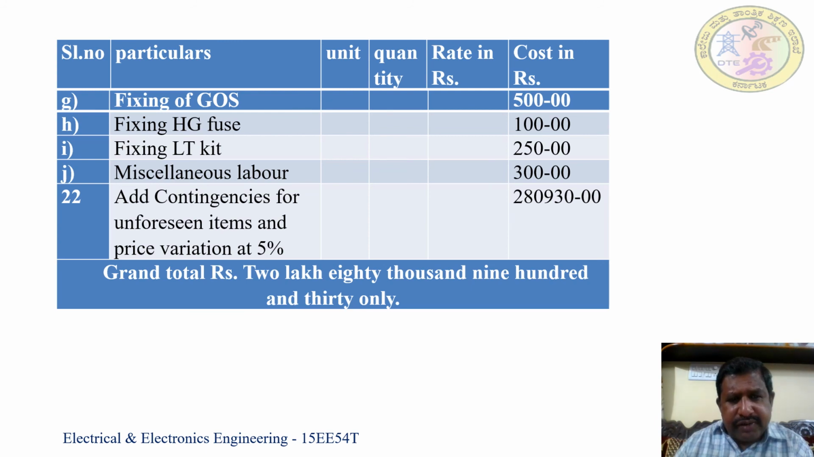Add contingencies for unforeseen items and price variation at 5% on total material cost and the labor cost. Including all this, we get the grand total. So that is 2,80,930 only.